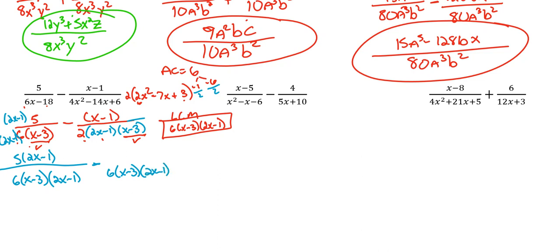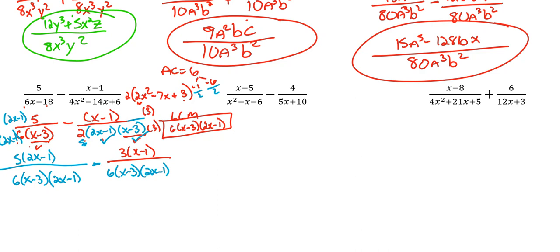For this one, I already have the x minus 3. I already have the 2x minus 1. The only issue is that this is not a 6. So how do I get 2 to become 6? I multiply by 3. So I'm going to do times 3, top and bottom. And I'll end up with 3x minus 1.